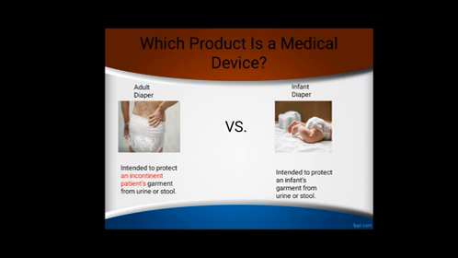Before answering, we must first review the intended purposes of each device. Adult diaper: intended to protect an incontinent patient's garment from urine or stool. Infant diaper: intended to protect an infant's garment from urine or stool. The next step is to check the FDA definition of medical device.